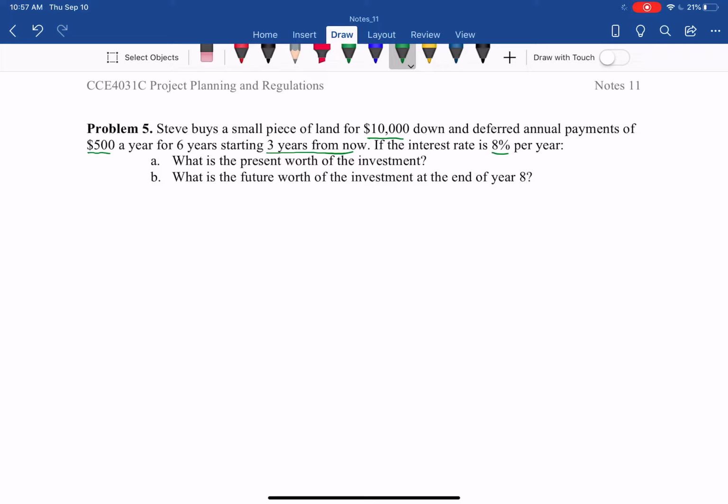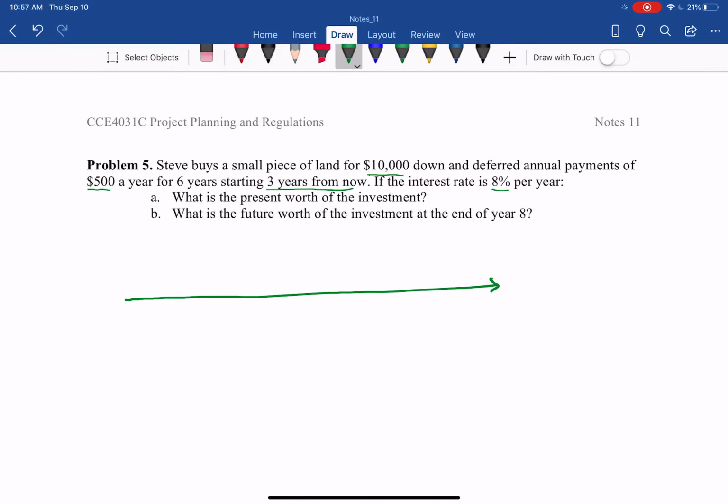And B, what is the future value, the future cost of the investment at the end of year 8? So we need to draw a correct cash flow diagram for this case. And again, like I say, this basically culminates what we learned in today's lesson. So I suggest you pause this video and try it yourself before you watch and understand the problems. If you can solve this problem on your own, I should be confident that you understand today's class materials.